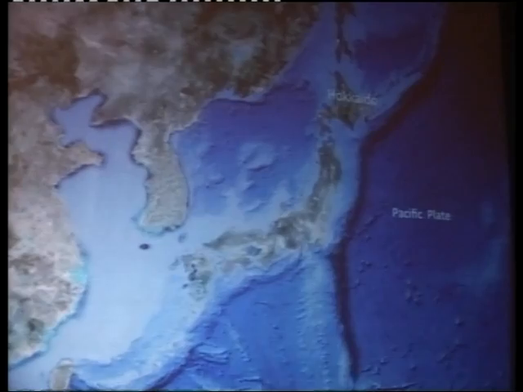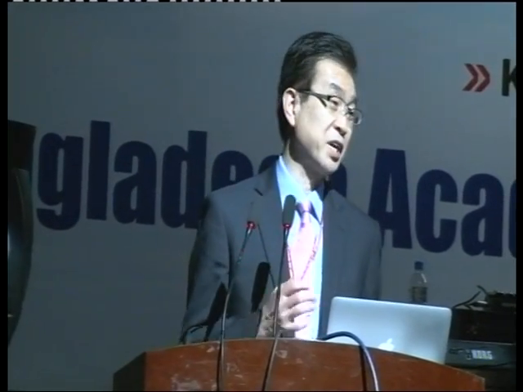Here. Pacific plate and Philippine plate come together near Japan. So we have many hot springs. Actually, we have much snow now. My house is already covered with snow.